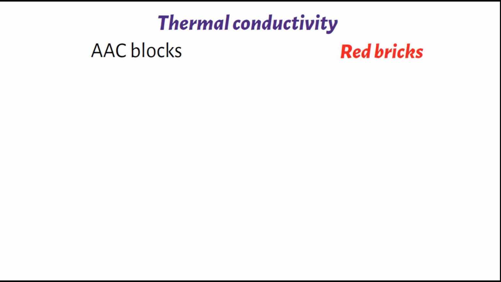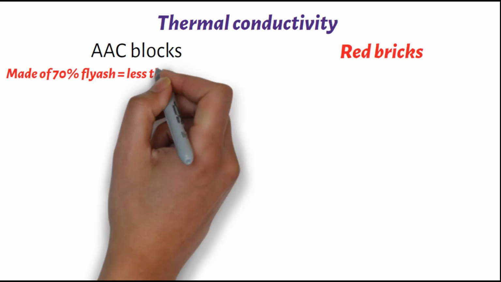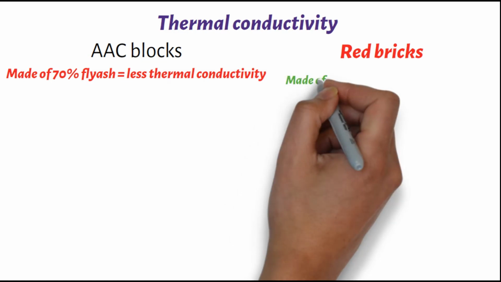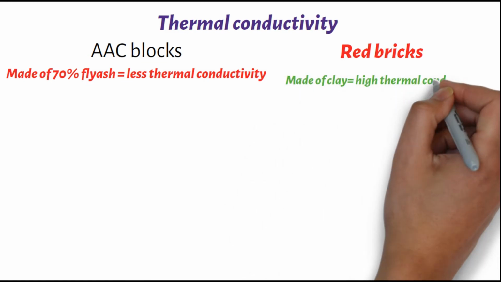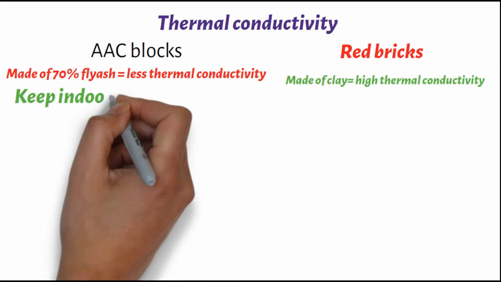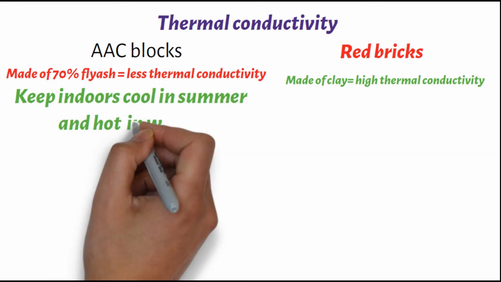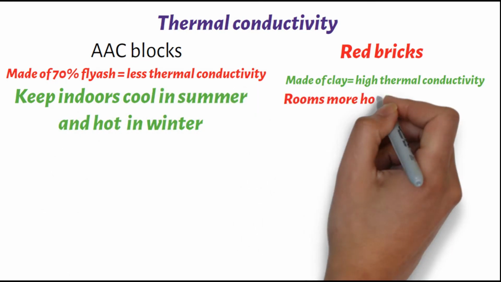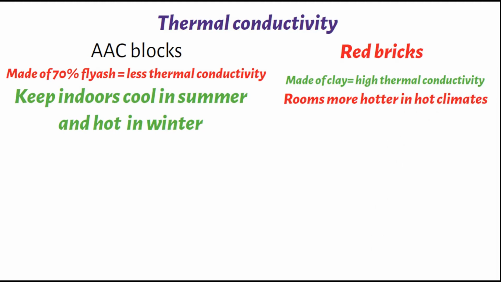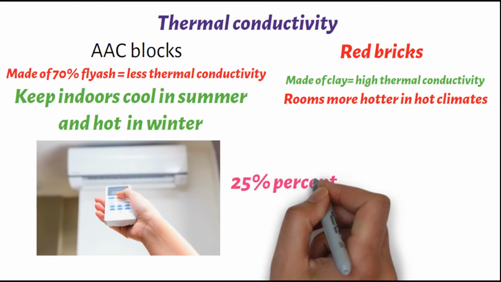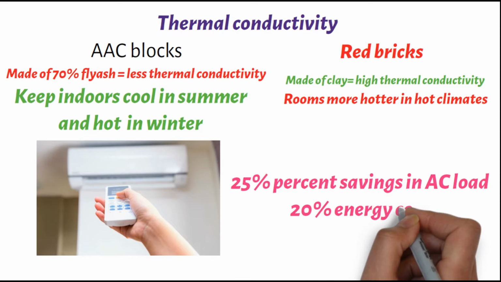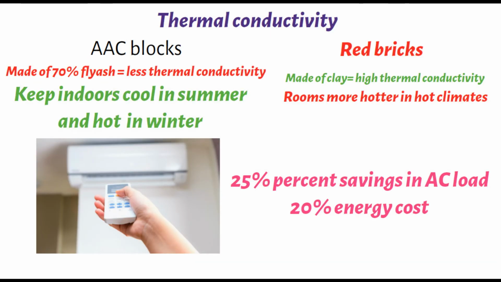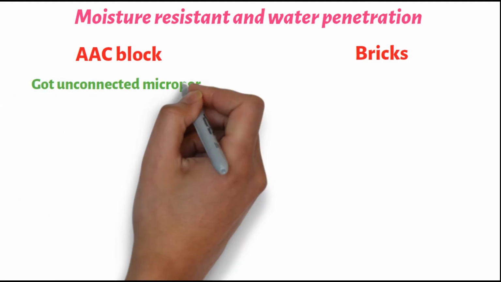Next is thermal conductivity. AAC blocks are made of 70% fly ash and have less thermal conductivity. Bricks are made of clay and have high thermal conductivity. AAC blocks can keep indoors cool in summer and warm in winter, whereas bricks tend to make the room hotter in hot climates. There is a 25% saving in air conditioning load, which in turn can decrease the energy consumption by around 25%.